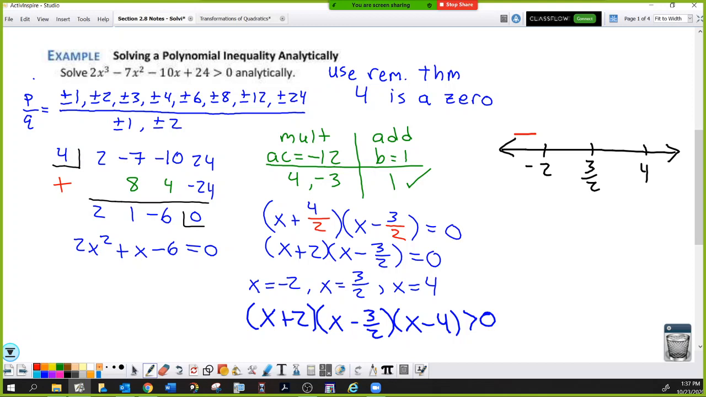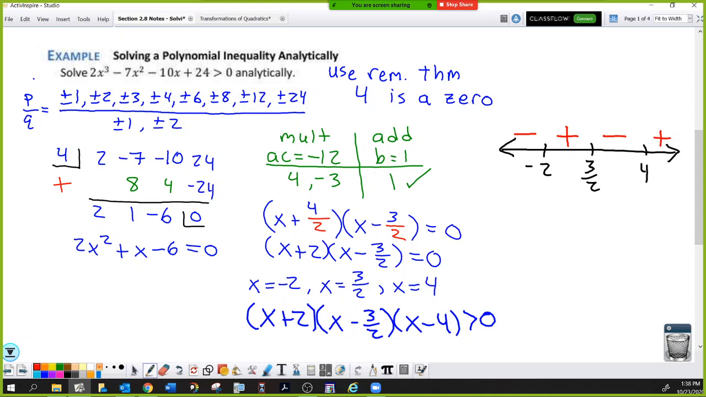Great number between negative 2 and 3 halves is 0. I love plugging in 0. It's going to give you a positive number times 2 negative numbers. Positive solution. I don't know what that solution will be. I don't care. I know it's positive. 3 halves is 1.5. So we could plug in 2. We could plug in 3. Whatever you're comfortable with. Yeah, 2 is not bad. 2 plus 2 is positive. 2 minus 1.5 is positive. 2 minus 4 is negative. Ooh, 1 negative. Makes the whole thing negative. And then lastly, 5 gives me positive times positive times positive. Yeah, if I plug in a 5, all 3 sets of parentheses are positive. Obviously positive.